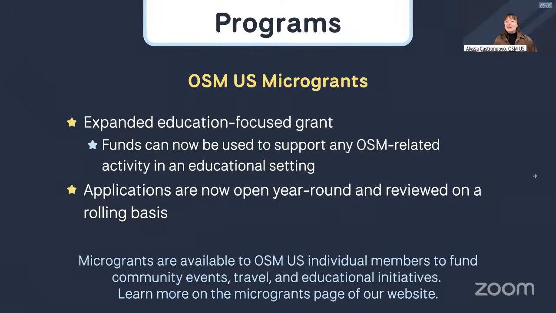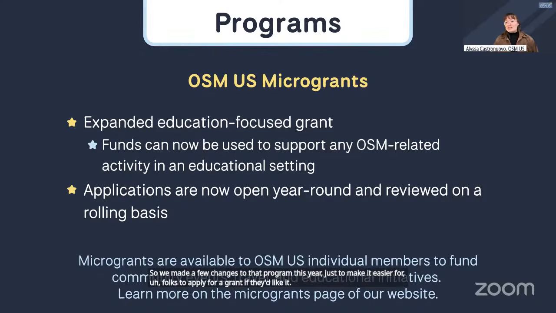All right, got a couple program updates right off the bat. The first one has to do with our OSM US micro grant program, which we launched last year back in 2025 to provide financial support for folks hosting community events or educational initiatives or travel as it relates to OpenStreetMap. So we made a few changes to that program this year just to make it easier for folks to apply for a grant if they'd like it.